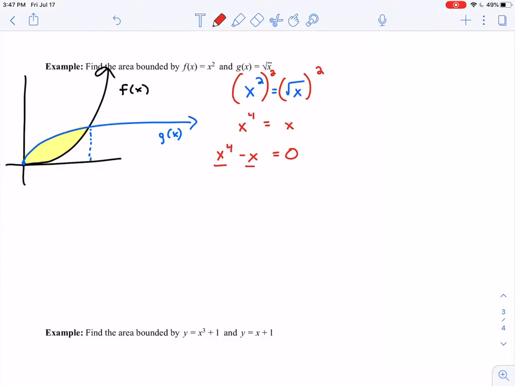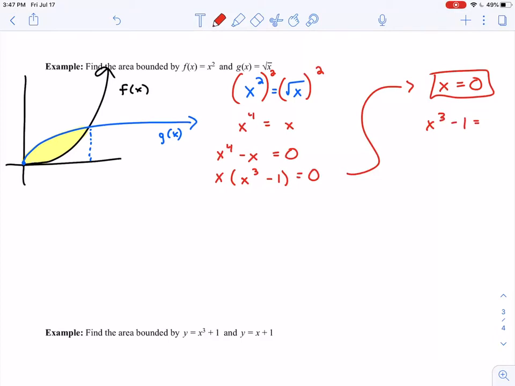And now I see, hey, both terms on the left-hand side, those are factors of x. I can just take x out from each factor. That'll leave me with x cubed minus 1 is equal to 0. And so I have two solutions. The first is just x equals 0, which we said we're going to have for sure. The other one, I have x cubed minus 1 is equal to 0, which gives me x cubed equals 1. If I take the cube root of each side, I end up with x equals positive 1. So that is my other point of intersection, x equals positive 1.